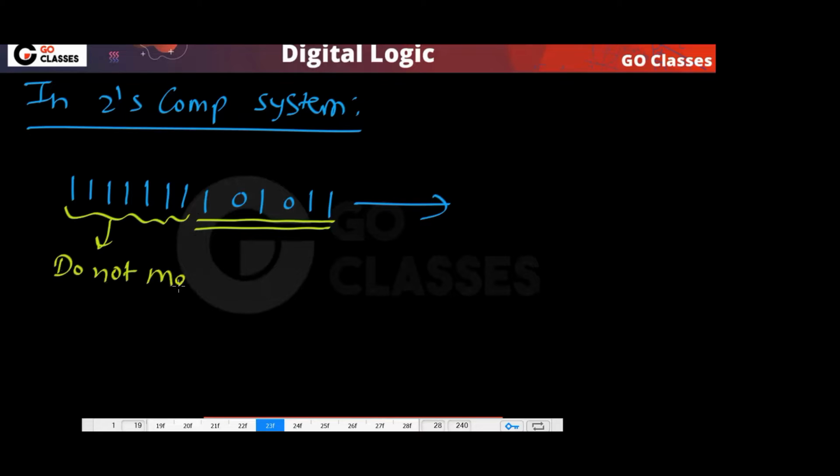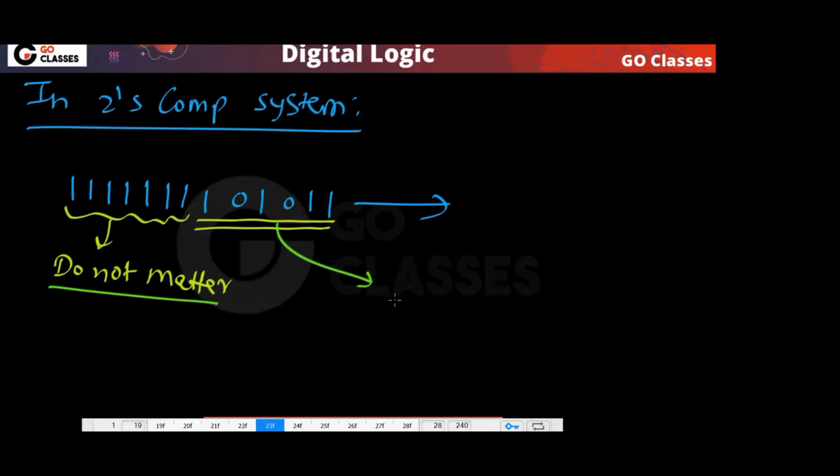They do not matter. These extra ones, they do not matter. So finally, all you have to do is just find the value of this. That will be your answer. This is what it tells you, that these extra ones do not matter. So just find the value of this.